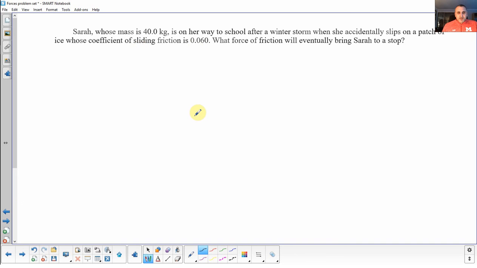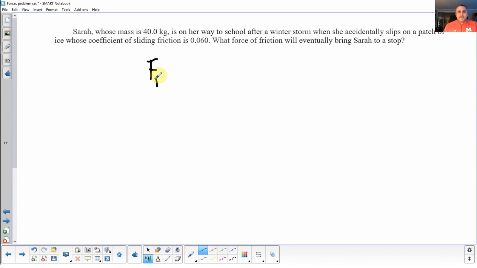We're going to skip number 5 and move on to number 6. Sarah, whose mass is 40 kilograms, is on her way to school after a winter storm when she accidentally slips on a patch of ice whose coefficient of sliding friction is 0.06. What force of friction will eventually bring her to a stop?